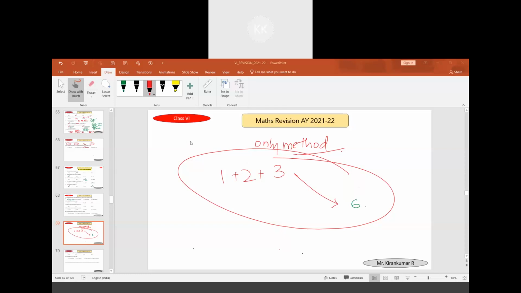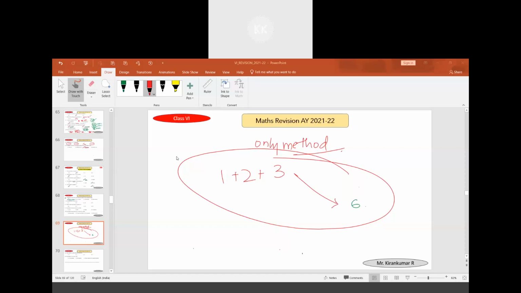This is the formula which is given by Euclid. You know something about Euclid? He is a Greek mathematician. He is known as the father of geometry. In class ninth, you will have a chapter called Euclid's geometry because most of the concepts of geometry were given by Euclid.